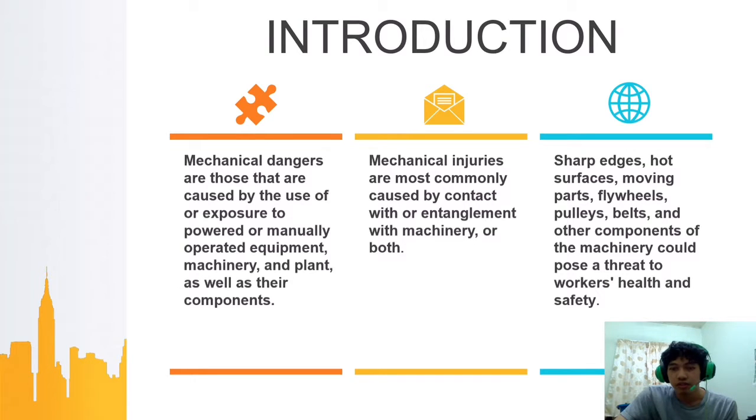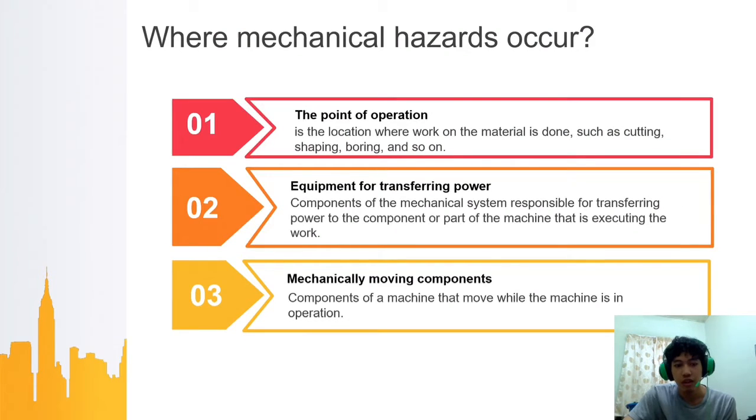Examples are sharp edges, hot surfaces, moving parts, flywheels, pulleys, belts and other components of the machinery, which could pose a threat to workers' health and safety. So let's continue. Where does mechanical hazard occur?